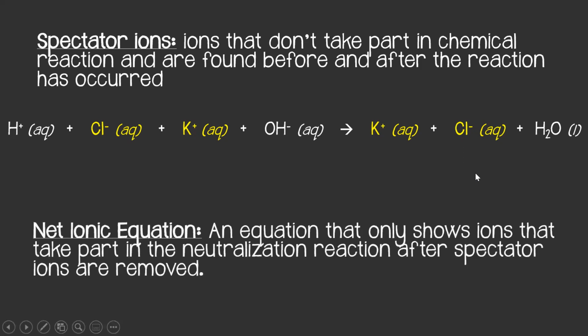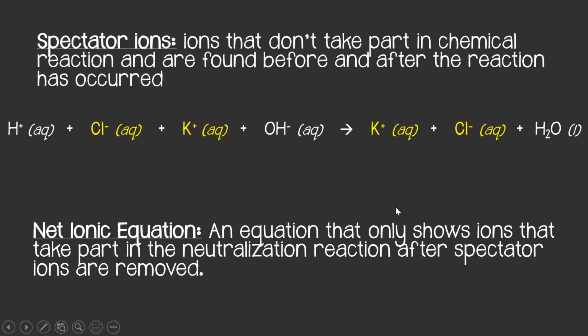So finally, we get to our net ionic equation. A net ionic equation is an equation that only shows the ions that actually take part in the reaction, specifically the neutralization reaction. Basically, you have removed the spectator ions. What I've highlighted in yellow is going to disappear for the net ionic equation, and the only thing that's going to be shown is what's in white.